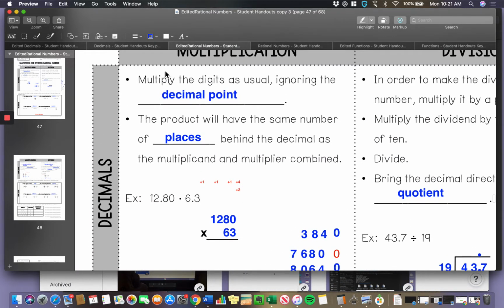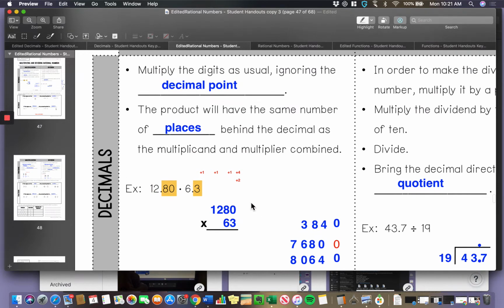We've got a couple of rules here. It says multiply the digits as usual, ignoring the decimal point. If you notice in my example, I had a couple of decimal points, but I've rewritten it without them. Then it says the product will have the same number of places behind the decimal as the multiplicand and the multiplier combined. The multiplicand has 2, and the multiplier has 1. So how many decimal places is my answer going to have? I have 1 decimal place here and 2 decimal places here, so my answer is going to have 3 decimal places.